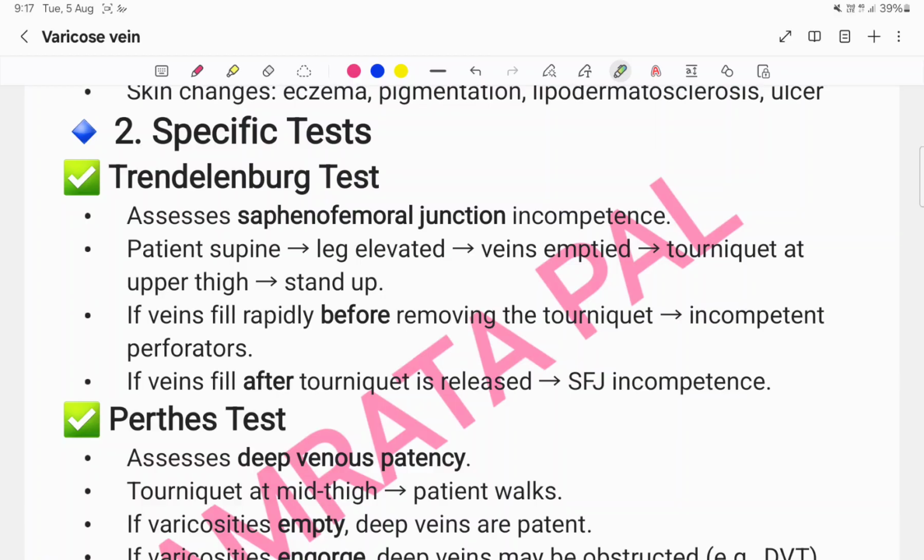As the saphenofemoral junction is occluded, it is evident that blood is coming from the deep vein and perforators are incompetent. If immediately after the removal of the tourniquet the veins fill, then it indicates perforators are okay, but the blood is coming from the femoral vein. It is saphenofemoral junction incompetency.